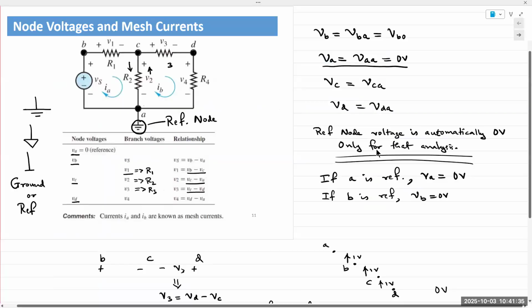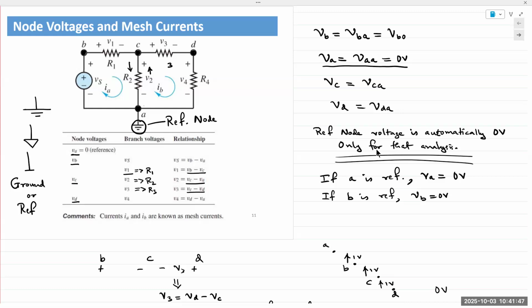So the concept that we want to understand is the concept of nodes, branch currents, mesh currents, and loops. Okay. Again, there's a separate slide where I talk about the 4. There's nodes, mesh, loop, and branches.